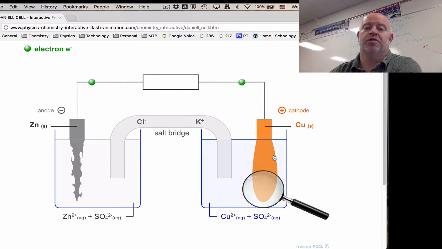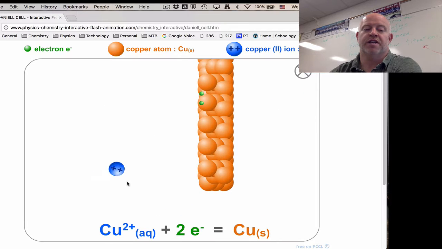Then at the cathode, we should be gaining electrons for the copper. In this case, we have copper ions, and they bump into this copper plate that has these extra electrons. So these coppers are gaining 2 electrons, and as they gain electrons, they get reduced, right? Gaining electrons is reduction. LEO goes GER.